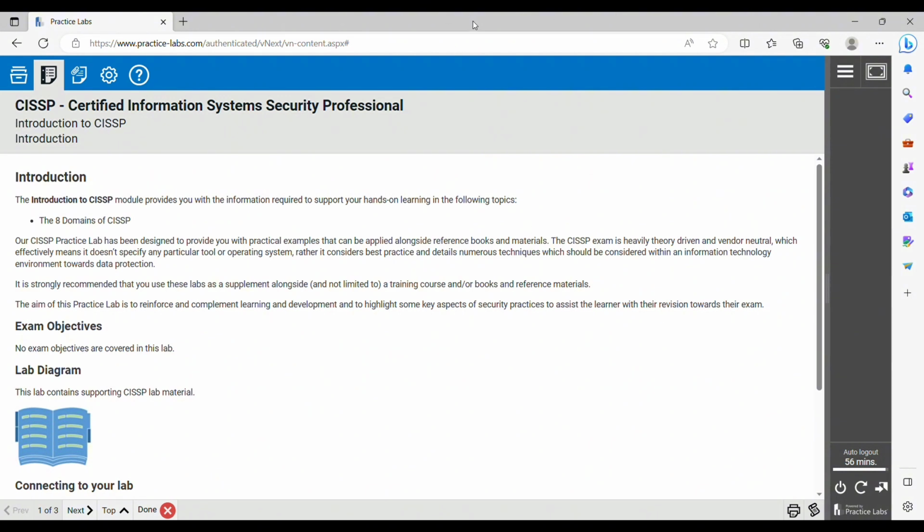It is strongly recommended that you use these labs as a supplement alongside, and not limited to, a training course and/or books and reference materials. The aim of these practice labs is to reinforce and complement learning and development, and to highlight some key aspects of security practices to assist the learner with their revision towards their exam.